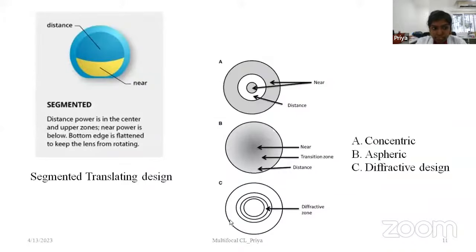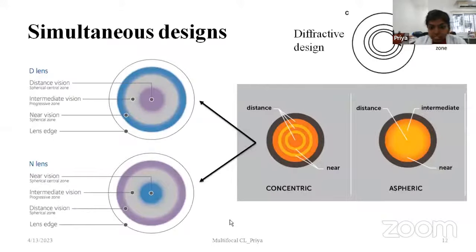Segmented translating design. In segmented translating design, distance power is in the center and upper zone, near power is below, and the bottom edge is flattened to keep the lens from rotating. And in simultaneous design, we have concentric, aspheric, and diffractive design. Concentric design is divided into two: D lens and N lens. In D lens, the distance vision is given in the center zone, followed by intermediate and near vision. In N lens, the near vision is given in the center zone, followed by intermediate and distance vision.